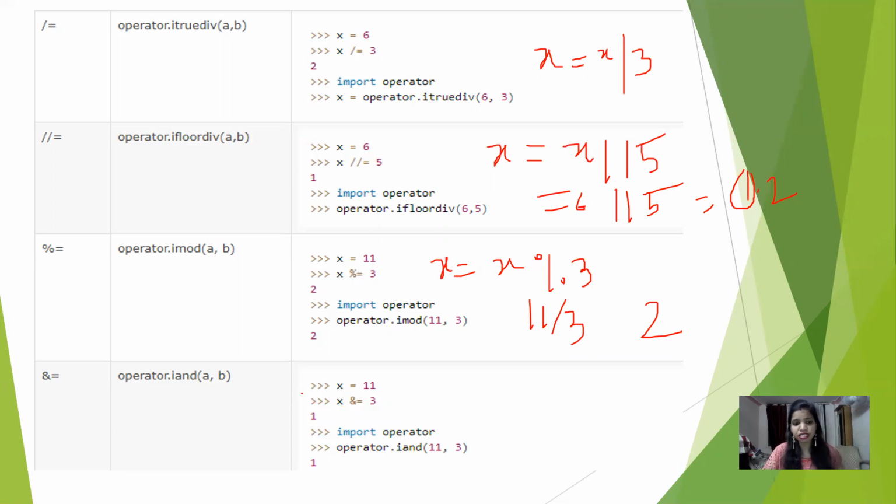AND operation is used for binary numbers. So the binary number of 11 is 1 0 1 1, and 3 is 0 0 1 1. If both bits are 1, then only the output is 1, giving 0 0 1 1. So the answer will be 3. It is wrongly printed; it should be 3.